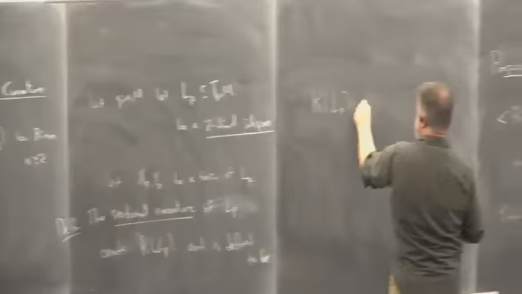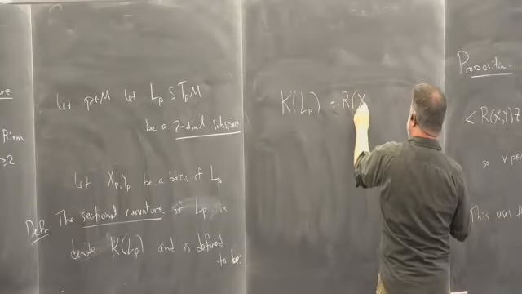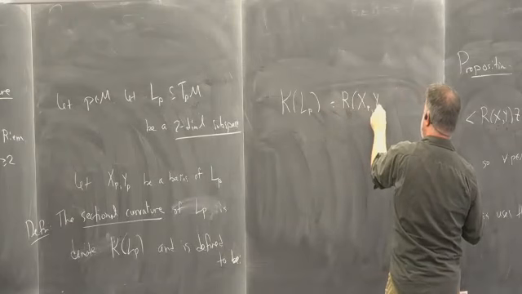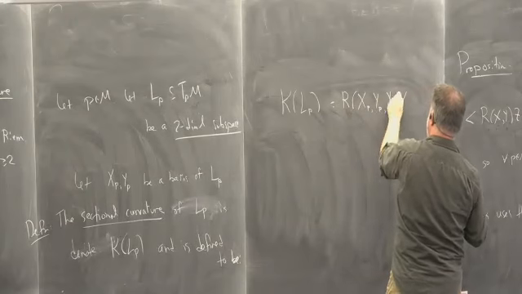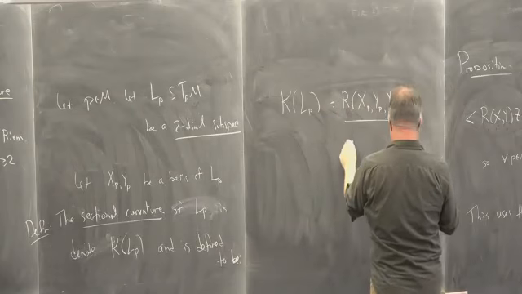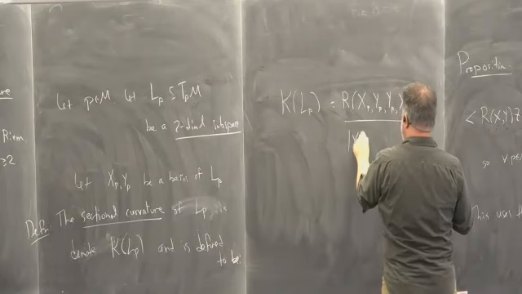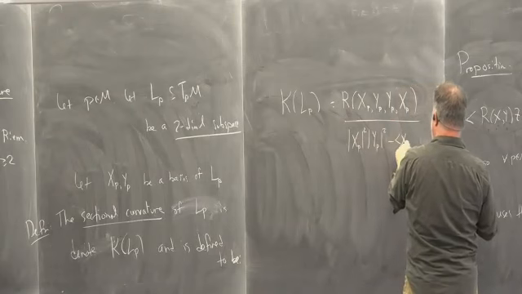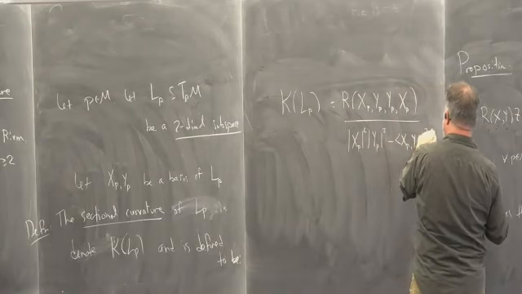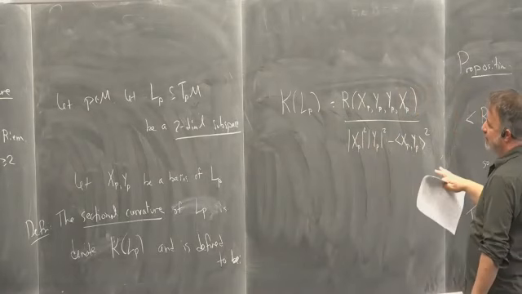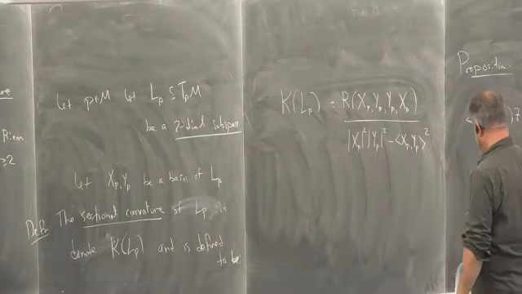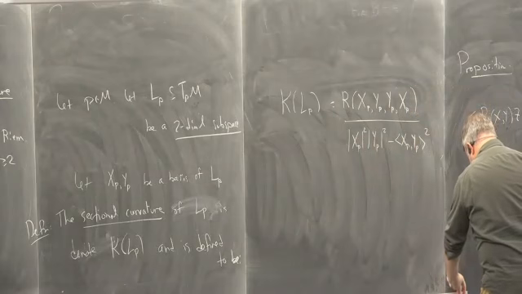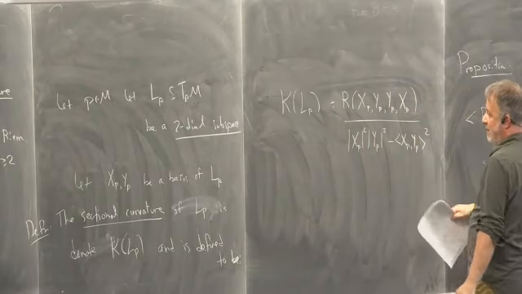K of LP is R of X, Y, Y, X divided by XP squared, YP squared minus XP inner product YP squared. Okay, so there's various remarks we have to make here. First of all, why is this well defined? Why is the denominator not 0?